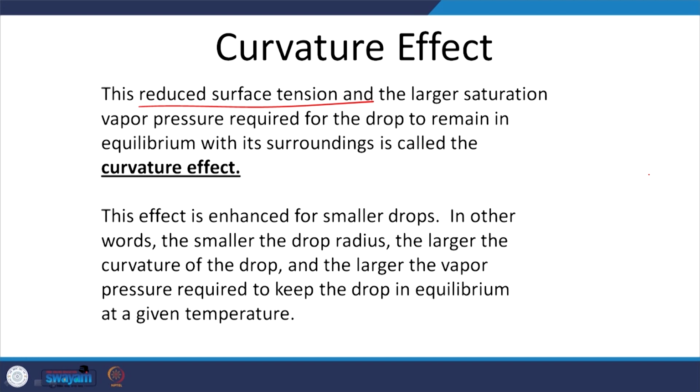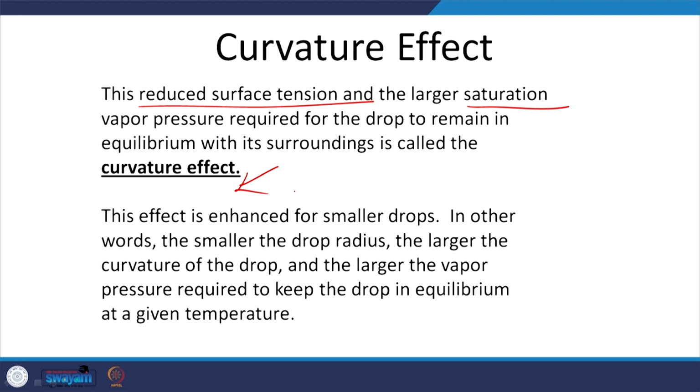So this effect which comes into the picture, although it is a single phase, I mean only water, even in the surface or in the droplet, just because of the curvature that is brought into the picture, the saturation vapor pressure will be lesser in this particular case. So the reduced surface tension and the larger saturation vapor pressure required for the drop to remain in equilibrium with its surroundings is called the curvature effect.